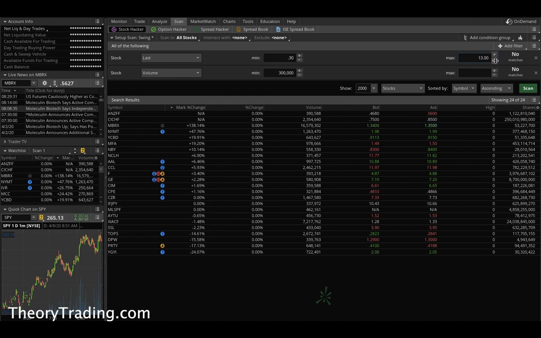The next parameter you want to scan for is volume. Extremely important. You want to scan for minimum 300,000 pre-market. You'll see that this volume gets much bigger once the market opens, but you want to make sure that you're looking for stocks that other traders are looking at. A stock cannot move without volume. Okay, so you want to be looking for minimum 300,000.